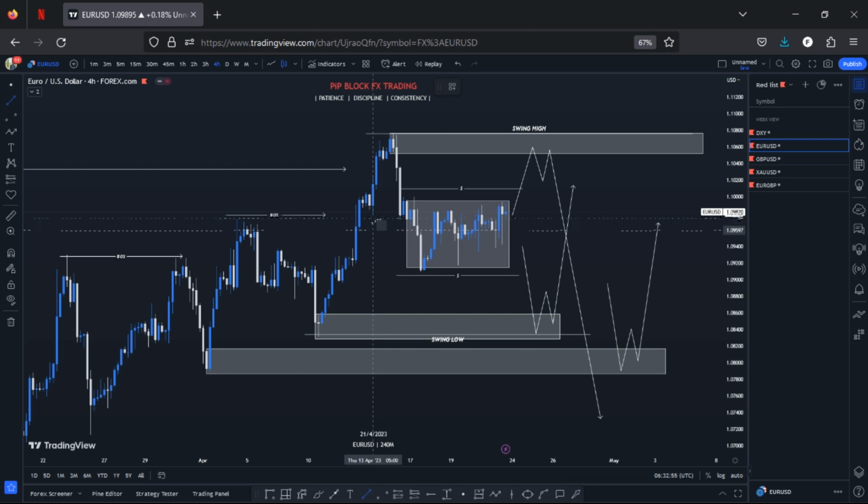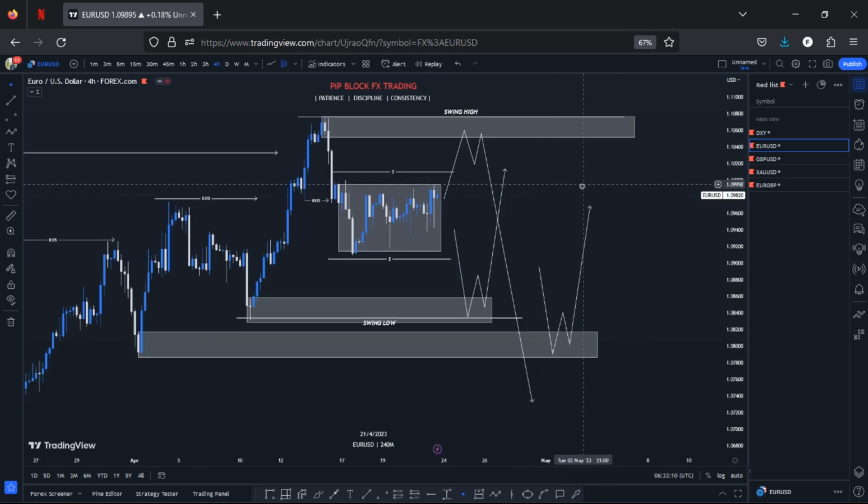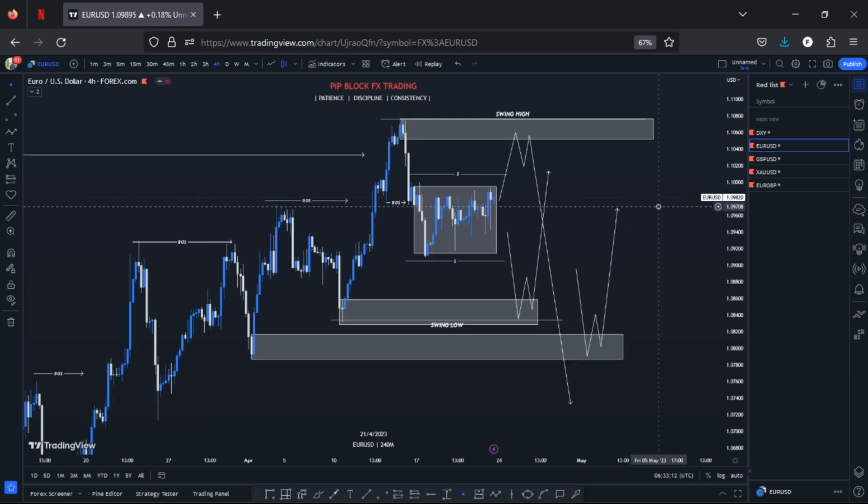So you can see down on the 4H we have some kind of shift here, a 4H shift right here. That gives me a reason to look for a short at this place in case the market sweeps out this liquidity and trades into this zone right here. All right, so that's what I'll be expecting for Euro USD.